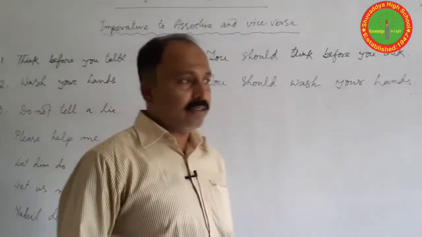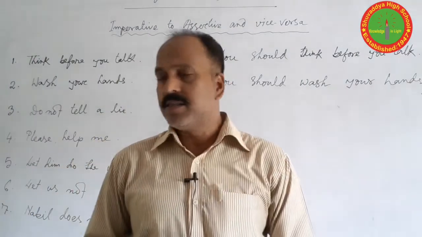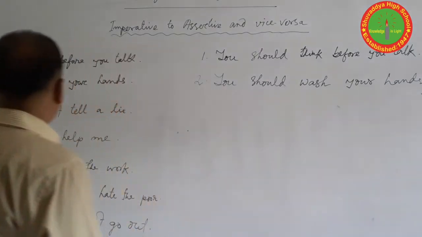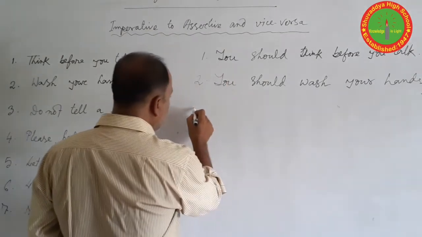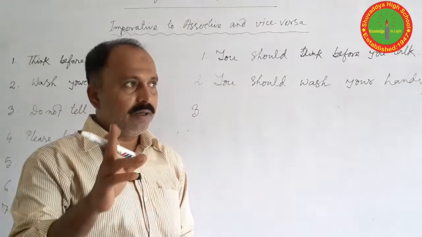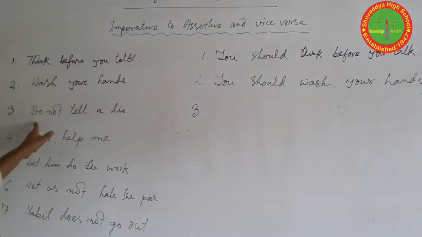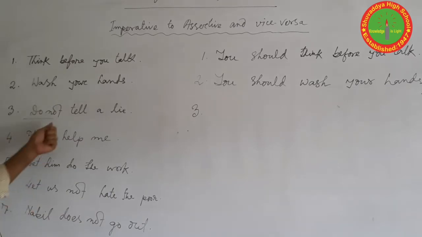So the sentences start with the main verb. We use you as a subject of the assertive sentence. Okay? But there is a it is for affirmative sentence. If the sentence is negative, then you can find the imperative sentence starts with don't or never, then main verb. So, don't tell a lie. Here is the auxiliary verb do, then not, and tell.